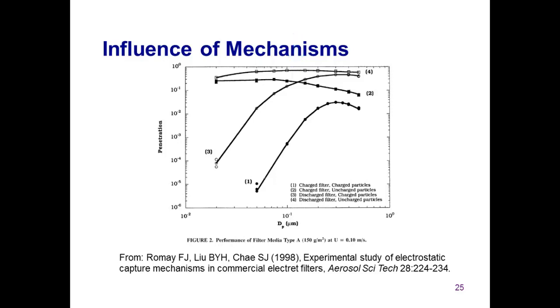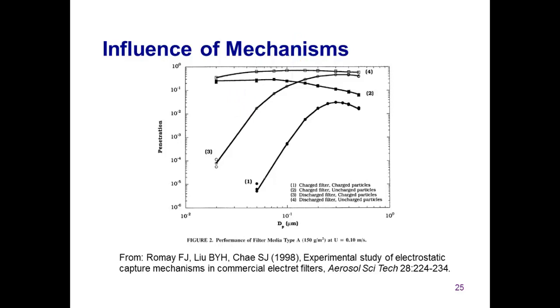We can see that the lowest penetration and highest efficiency occurred when both the filter and particles carried charge in curve 1. In contrast, the highest penetration and lowest efficiency occurred in curve number 4 when both the filters and the particles did not carry charge. If we compare curve number 1 to curve number 3, we can see the effect that filter charging can have on the capture of charged particles due to coulombic forces. When we compare curve number 2 to curve number 4, we can see the effect that filter charging has on neutral particles due to inducement of a dipole moment.